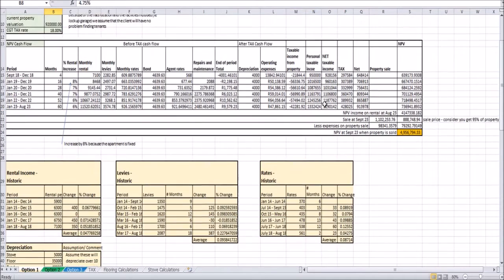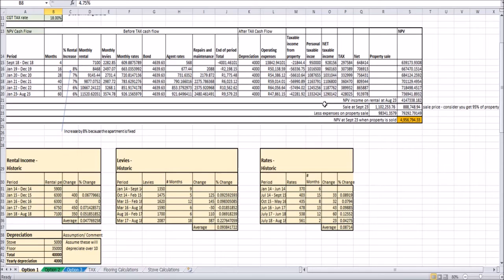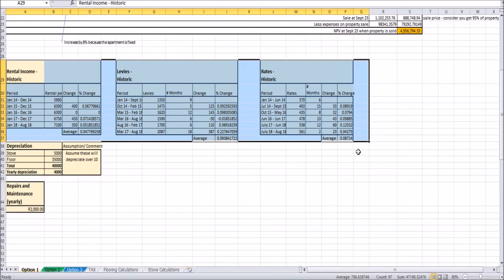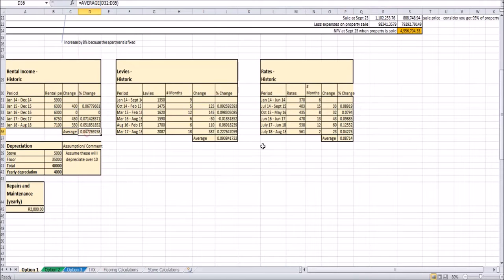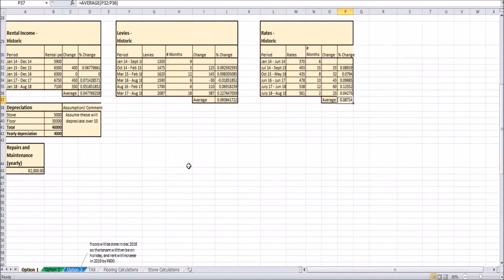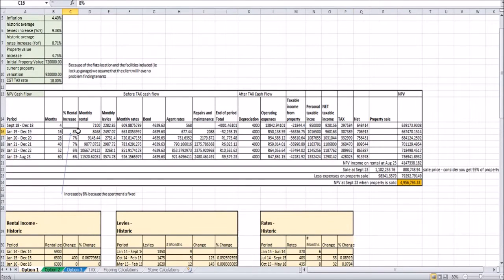I did quick calculations to find out what increased percentages I will use in terms of levies, rates and rental incomes. I looked at historical figures in all cases and the average percentage change. I then also used the percentage increase in rental amount as per what you could expect in the environment. Back to the cash flow. We have a constant bond payment per year as we were told that the interest rate would be constant.